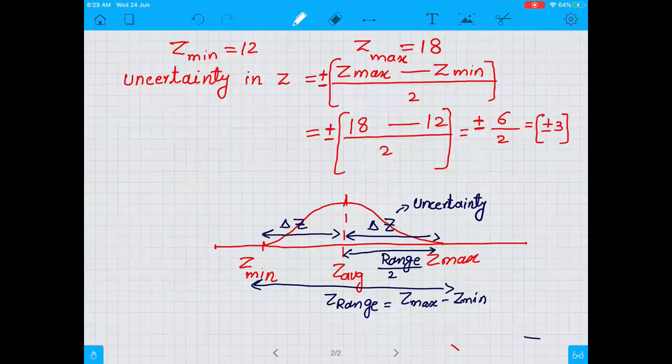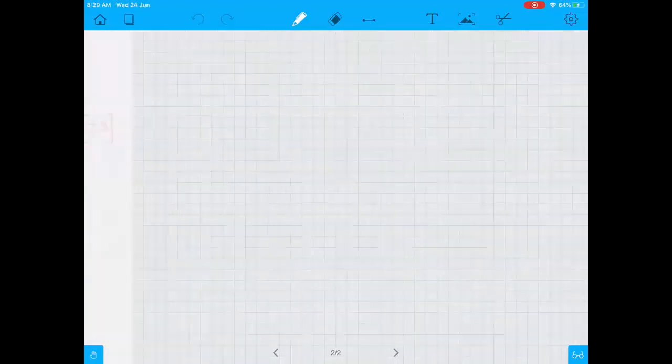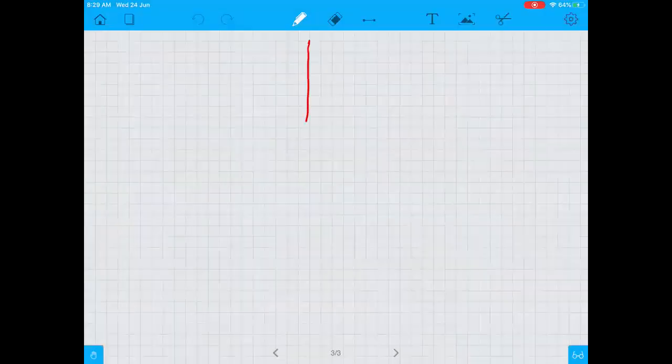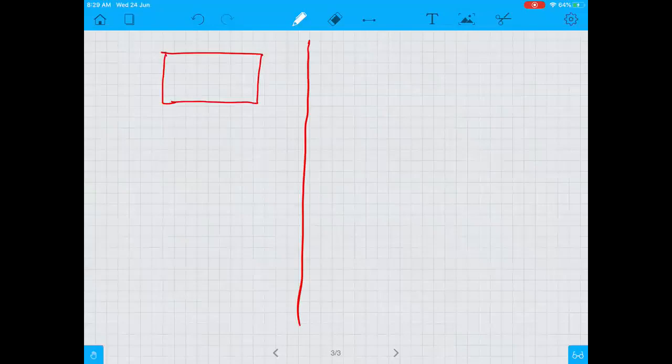But sometimes you will get a situation when this method will not work. Let's suppose we understand a situation. You are given a rectangle. Now, there are two situations, and what is the difference between the two situations? You have to observe that.